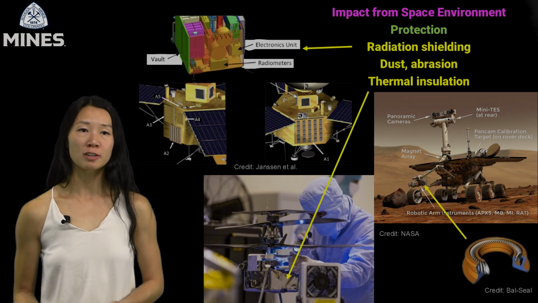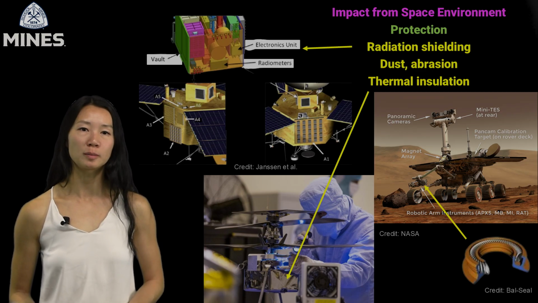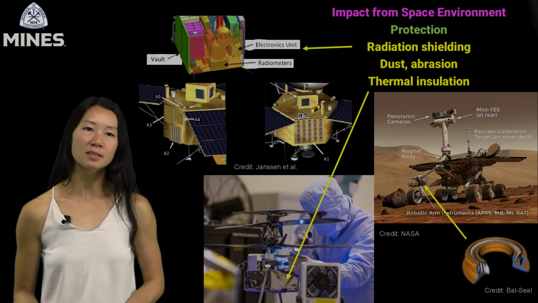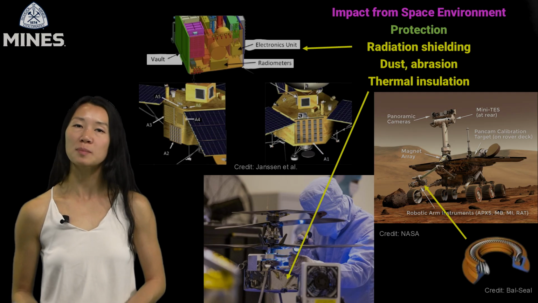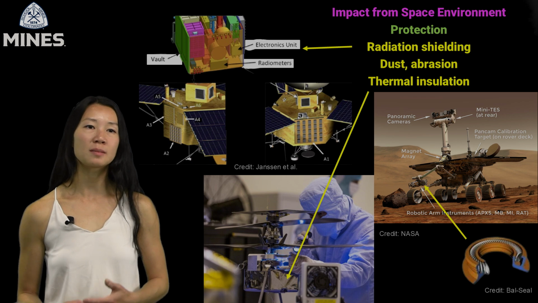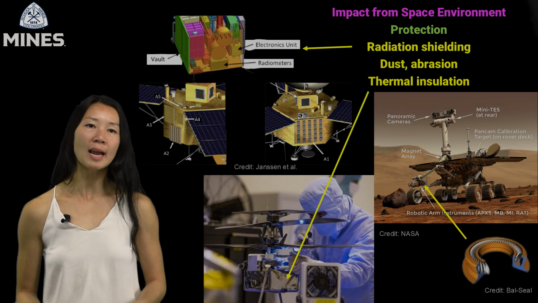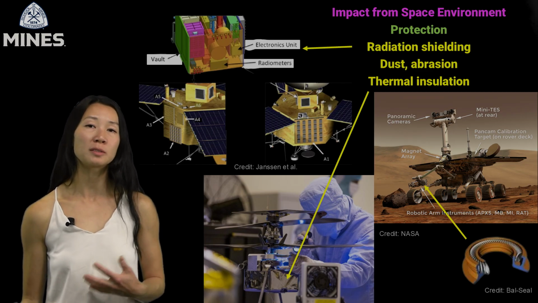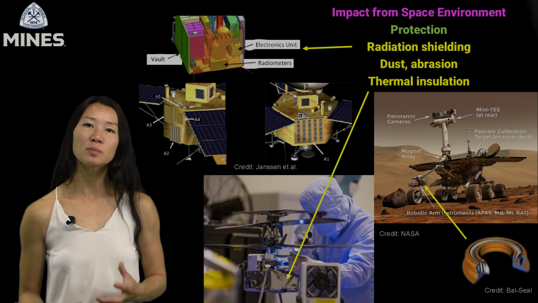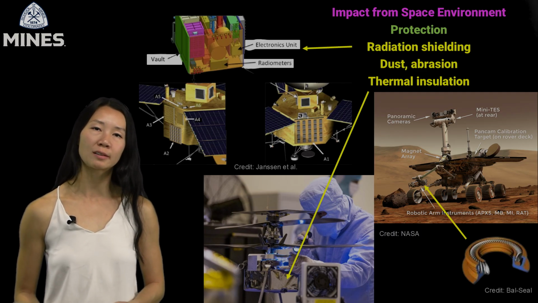The robotic arm structure has to be tough, but the instrument deck and camera systems are especially vulnerable to dust and abrasion as well. That's why they're recessed, covered, or shielded using smart material layering.